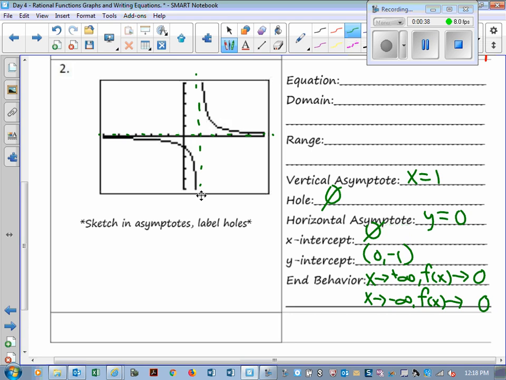Are we okay so far? So our domain is negative infinity to 1, 1 to positive infinity. Our range is negative infinity to 0, 0 to positive infinity. Okay, we all right so far? Yes.